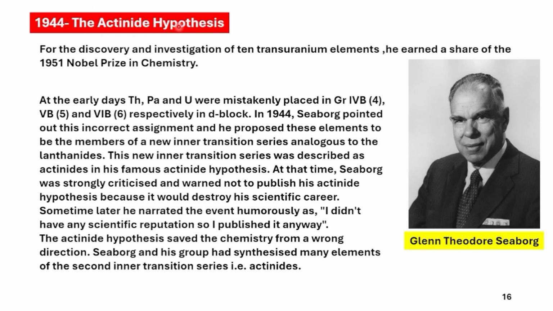Now let's talk about the Actinide Hypothesis. For the discovery and investigation of 10 trans-uranium elements, Professor Seaborg has earned a share of the 1951 Nobel Prize in Chemistry. Now what is this? In the early days, thorium, protactinium and uranium were mistakenly placed in group 4B, group 5B and group 6B respectively in D block. So in 1944, Seaborg pointed out this incorrect assignment and he proposed these elements to be the members of a new inner transition series analogous to the lanthanides. So this new inner transition series was described as actinides in his famous Actinide Hypothesis.